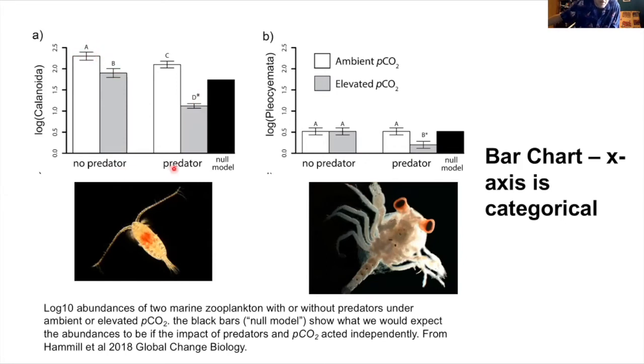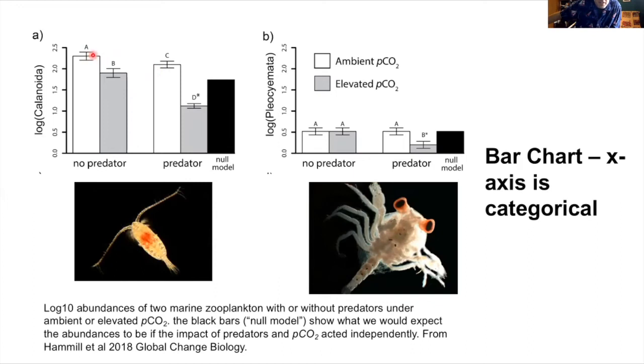Now let's have a look at the predator effect. So when we've got a predator present in ambient CO2, we still have a lot of these copepods. We actually see a bit of a drop compared to when there's no predator. But when we have elevated CO2 and a predator, we have a very large drop. So what we can say from this, for this species, is that adding a predator in ambient CO2 reduces the number of individuals, reduces their abundance. This is probably because they're getting eaten.